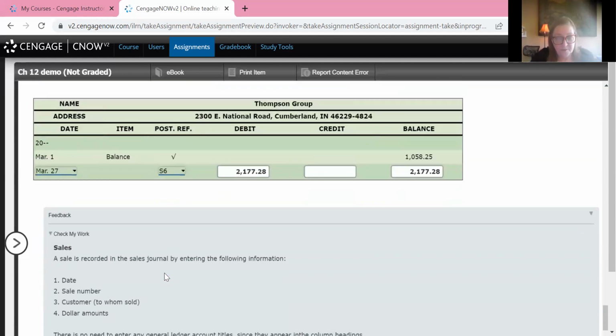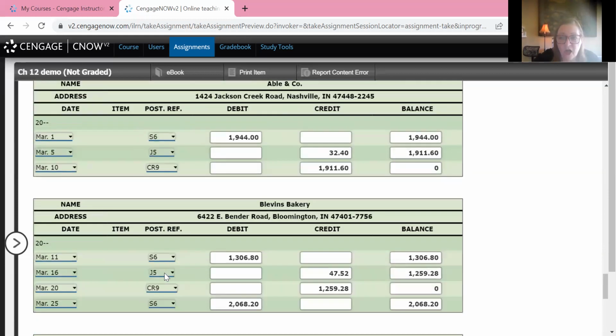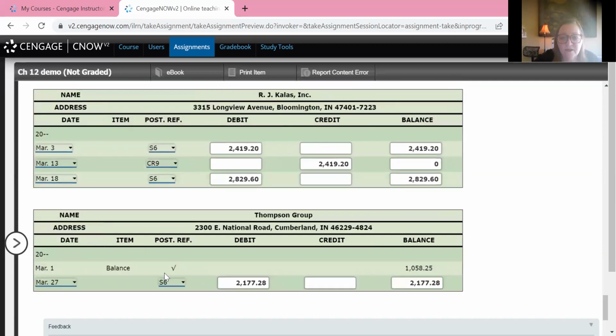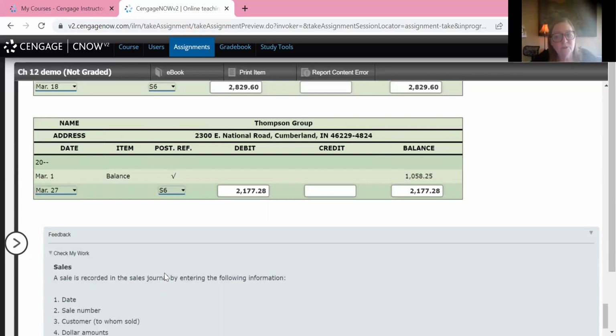And then, of course, the other thing is I did do one thing wrong. Oh, look at this. All these had no beginning balances: Abel, Blevins, Collis. Look at Thompson. Is the balance really $2,177.28? No, they had a beginning balance. If they owed us already $1,058.25, and then we charged another $2,177.28 to them, that means now they owe us the total of both of them, $3,235.53. Good thing I double checked that.